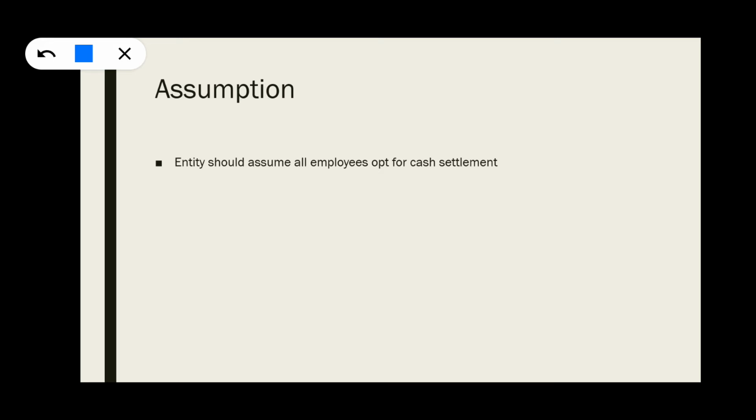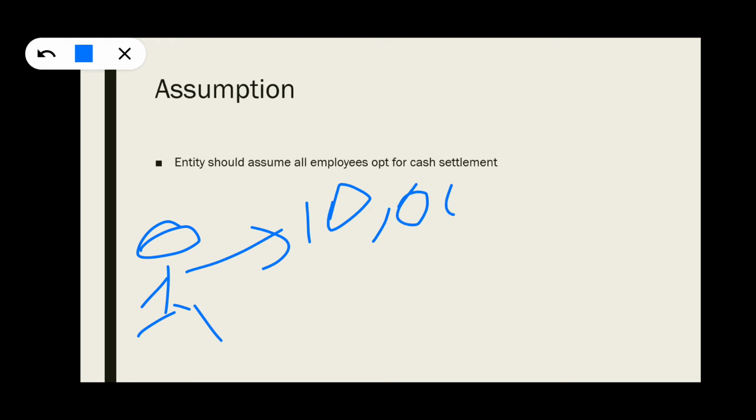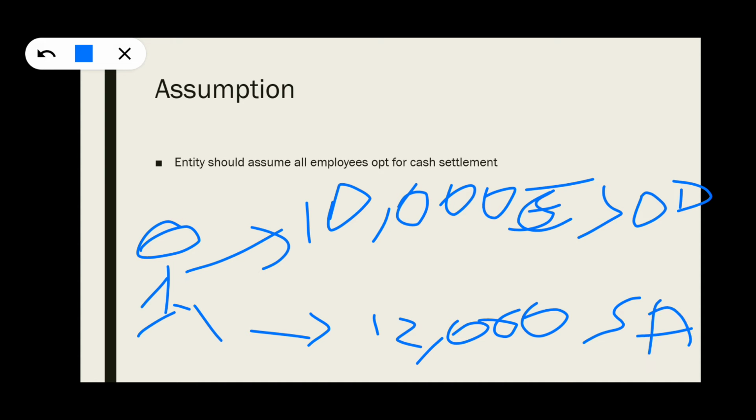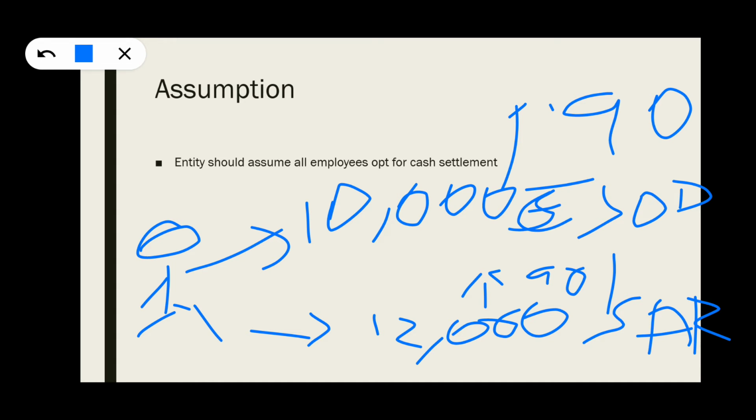Suppose a company came to you. We said 10,000 ESOPs or 12,000 stock appreciation rights, and they have said that the fair value of this is 90, and on the exercise date the same will be 90, but in later years it changes to 100, 110. We all know that in stock appreciation right we will consider the fair value of the option. In equity settled SBP we will not consider it.